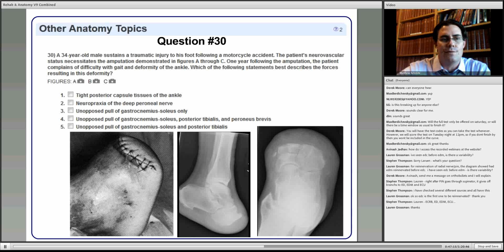A 34-year-old male sustains a traumatic injury to his foot following a motorcycle accident. The patient's neurovascular status necessitates the amputation demonstrated in figures A through C. One year following the amputation, the patient complains of difficulty with gait and deformity of the ankle. Which of the following statements best describes the forces resulting from this deformity? I think you need to take a minute to look at the actual films here and realize what's missing essentially.